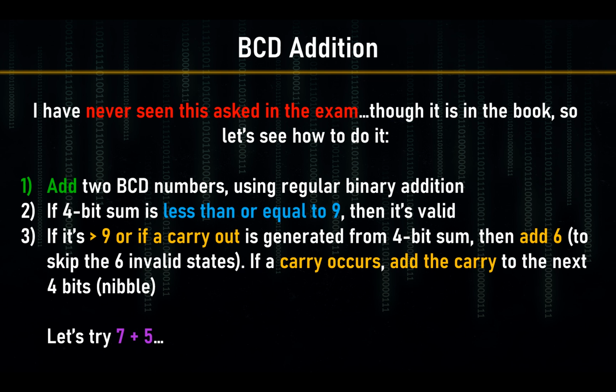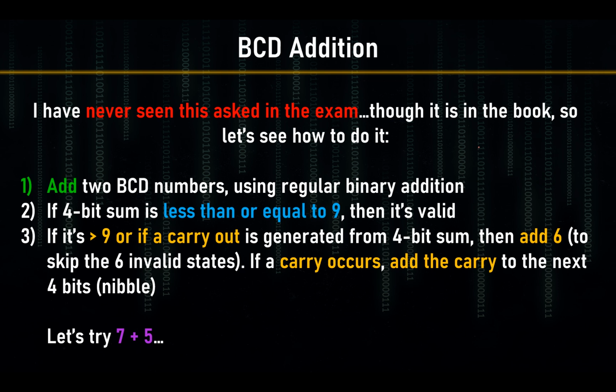The reason we add 6, we'll see on the next slide, but it's to skip these 6 invalid states. So if a carry out occurs, then we add the carry to the next 4 bits, or nibble.